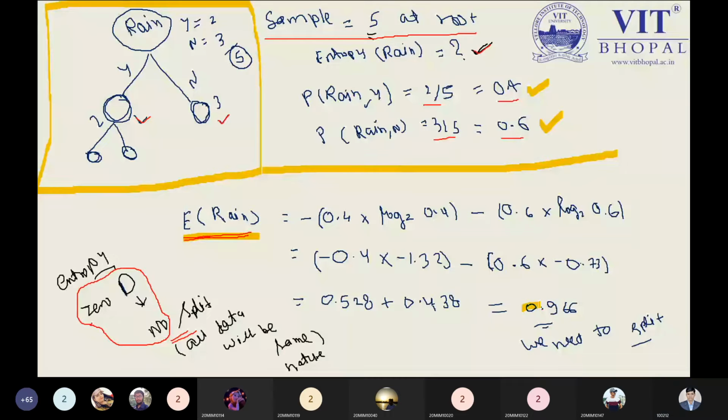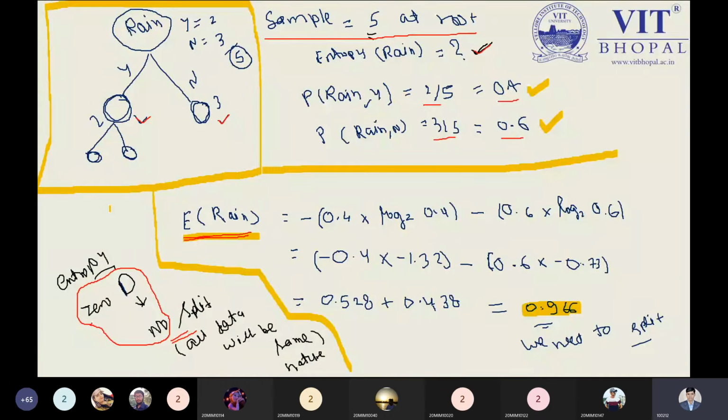0.96. That is the point. So what is our result coming over here, and what is the information saying to us? It is saying to us, if we are getting the entropy 0, it means no splitting is required.